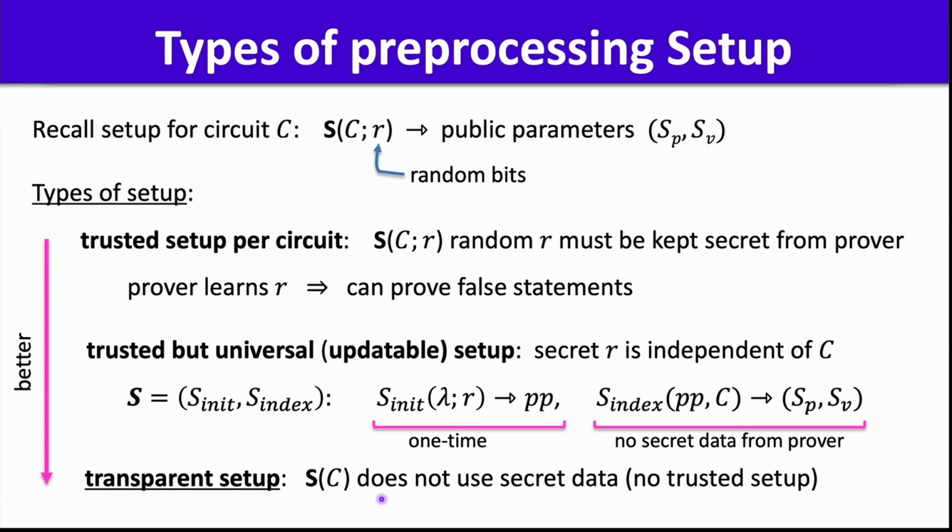Okay, so clearly, as we go down this list, we get better and better setups in the sense that we don't have to worry about random bits leaking and allowing the prover to prove false statements. So in a transparent setup, if a prover proves a statement and the verifier accepts that proof, there's no risk that the statement is false because perhaps the random bits leaked when they weren't supposed to leak.